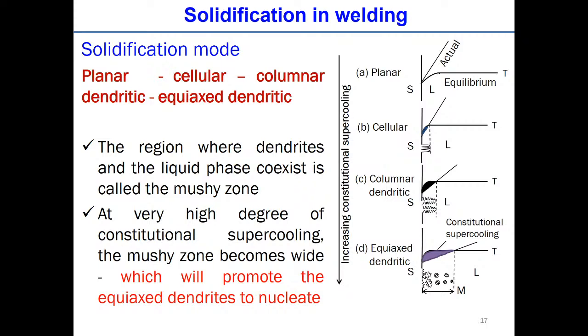See, in solidification in welding, the solidification modes planar, cellular, columnar dendritic, and equiaxed dendritic are possible. But if equiaxed dendritic is possible, in this case the constitutional supercooling is much more. That zone, the red zone, is much larger. That will create some kind of equiaxed dendritic form. So this is called the solidification mode.